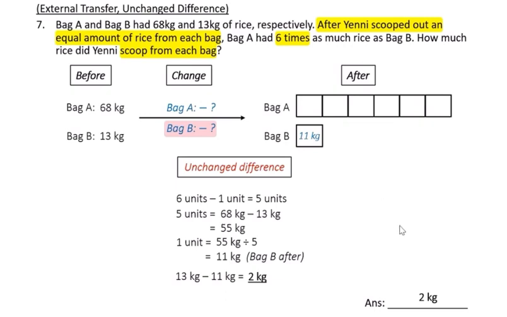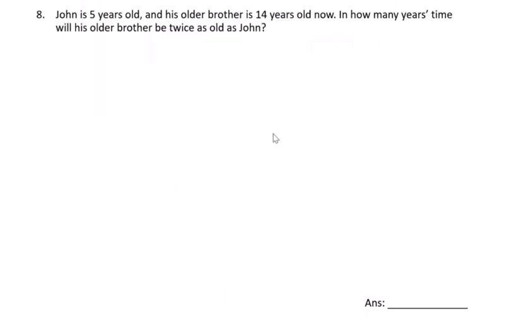Moving on to question number 8 now. Okay, question 8. John is 5 years old. His older brother is 14 years old now. In how many years' time will his older brother be twice as old as John?